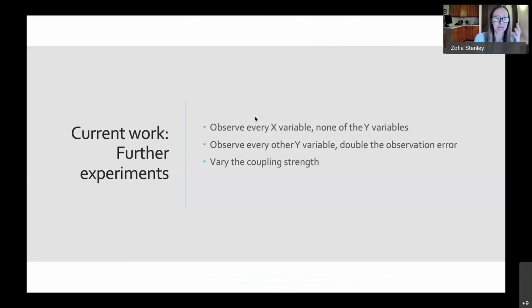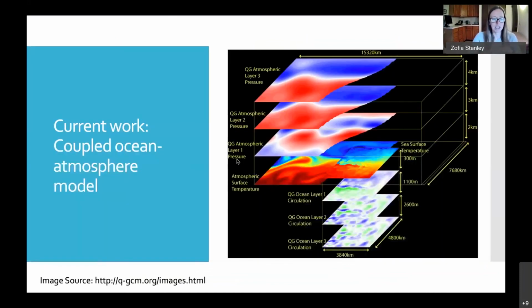And so some current work that we're working on is observing every X variable and none of the Y variables, then also observing every other Y variable with double the observation error, and also varying the coupling strength, all within the bivariate Lorenz 96 model. And then we're also working on implementing these localization functions in a coupled ocean atmosphere model. So we're using QGCM, which is a mid-latitude basin scale coupled ocean atmosphere model.